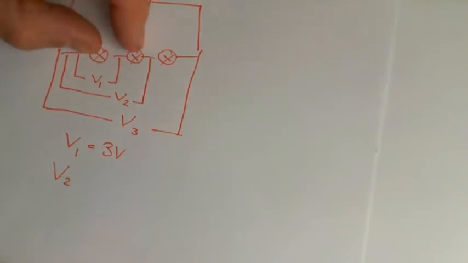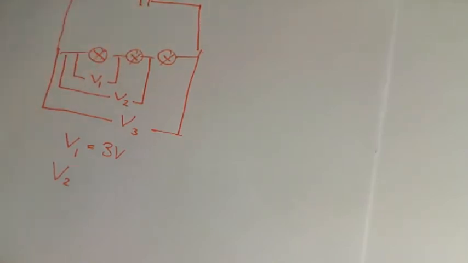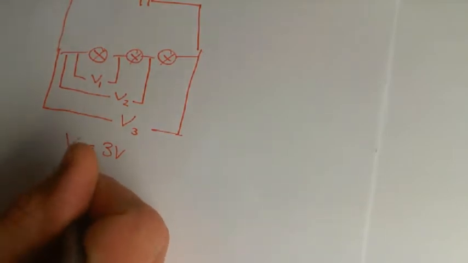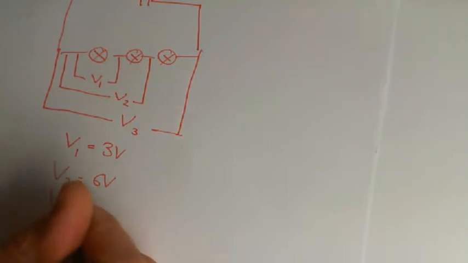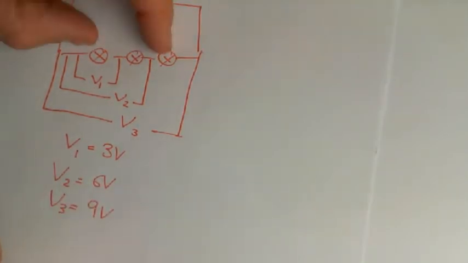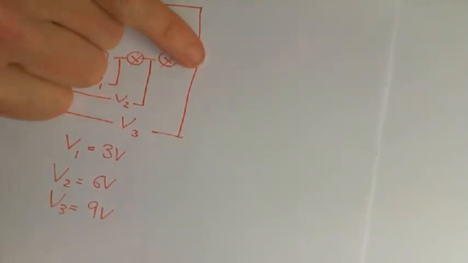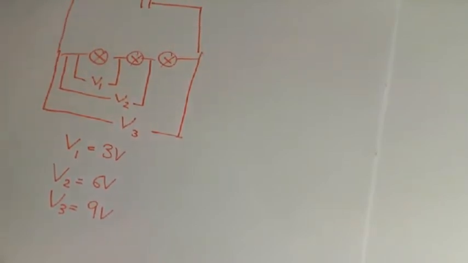Voltmeter 2 is measuring how hard it is to get across 2 light bulbs. So if it takes 3 volts to get across one light bulb, I know it's going to take 6 volts to get across 2 light bulbs. And equally, I know it's going to take the full 9 volts, because that's the total energy at the start and that's the total energy at the end, which was this one here, because it's got nothing else left to do by the time it gets back to here. So we're all good there.